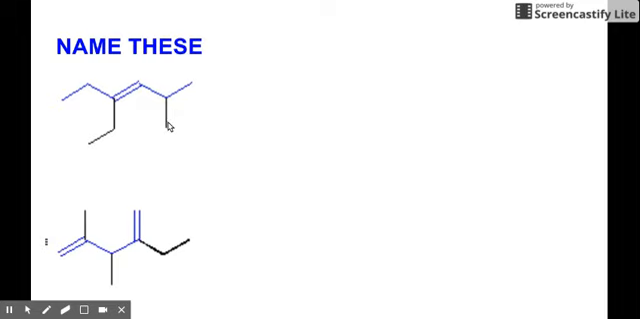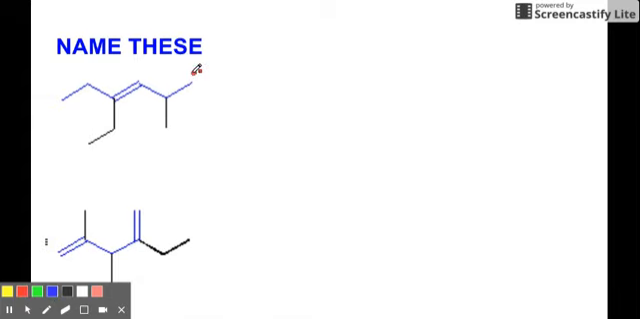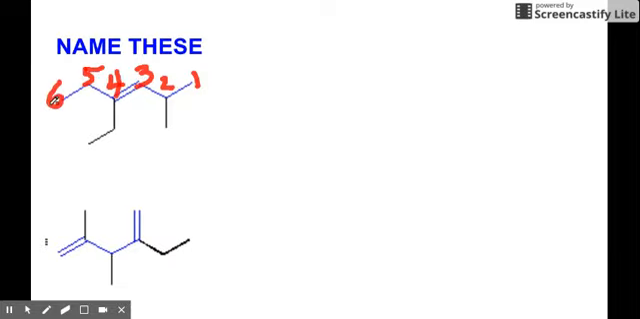And because our methyl branch is very near to the right side of our parent chain, that means we begin numbering from there. So the correct way is we number starting from here. That's 1, 2, 3, 4, 5, and then 6. So this is a hexene then. Let's now write the name.